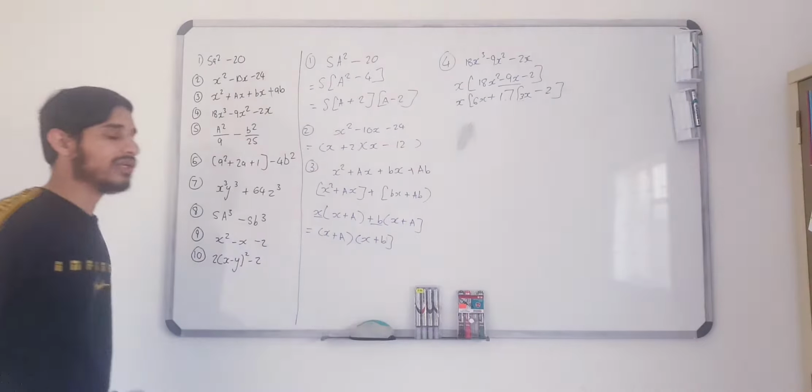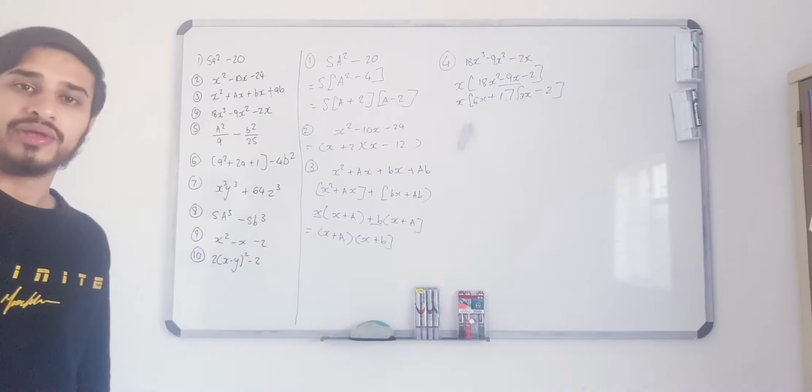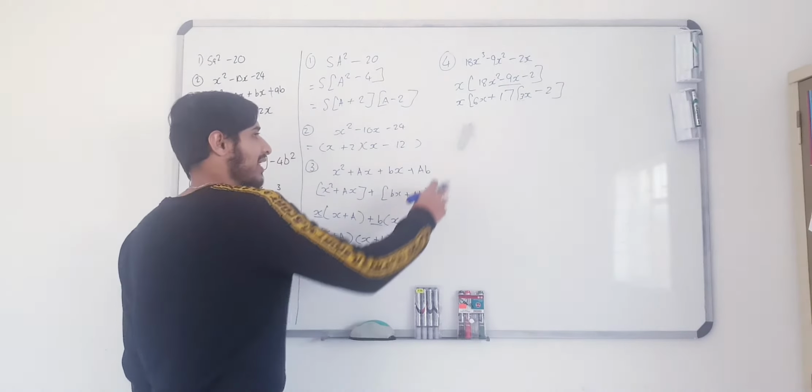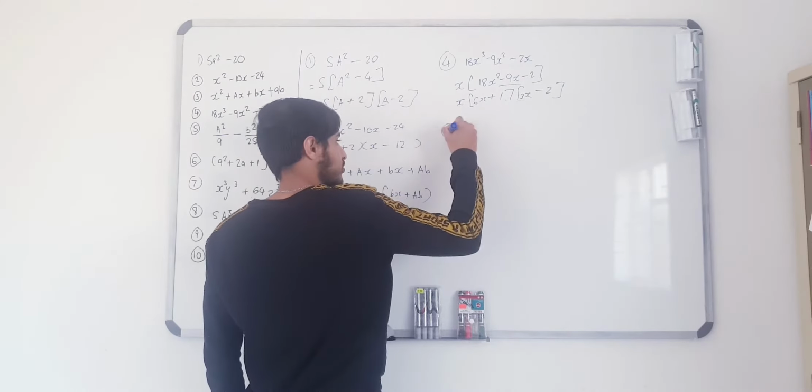Then you carry on looking at the sum. You ask yourself again, can I do anything further? Can we do sum and difference of 2 cubes? Nothing. Nothing can happen now, so we move on to the next question.